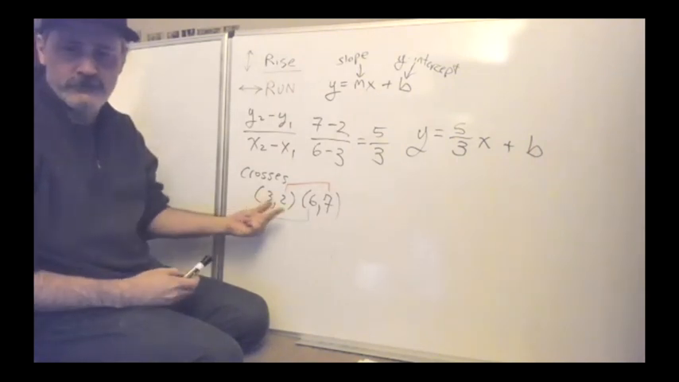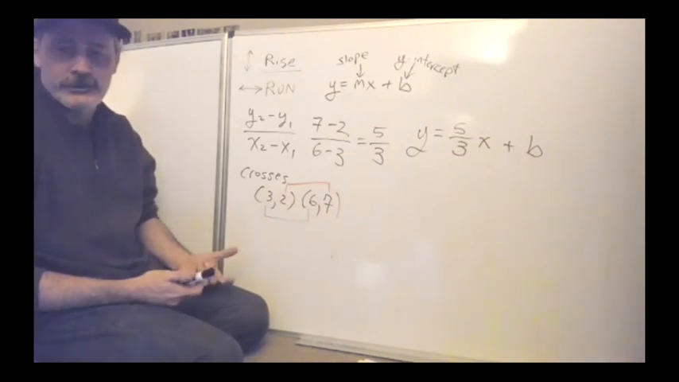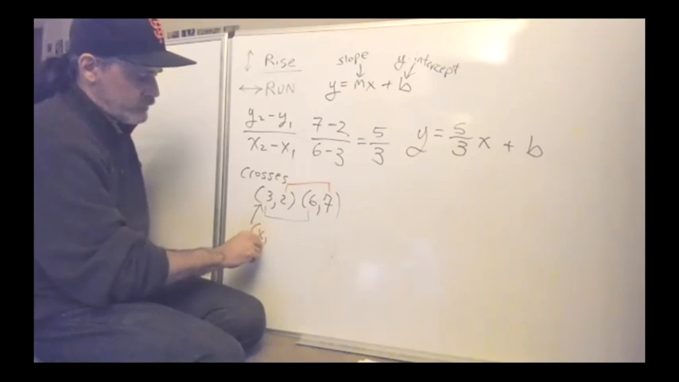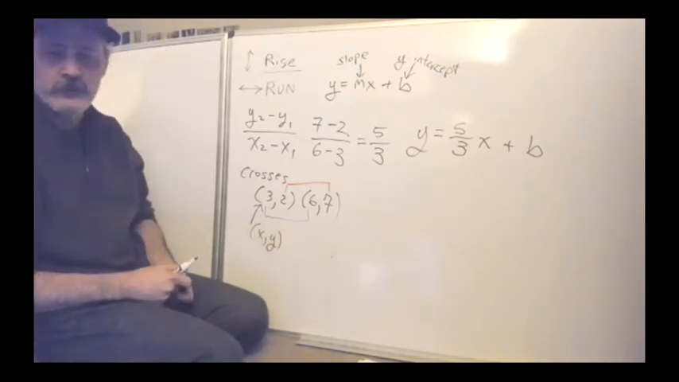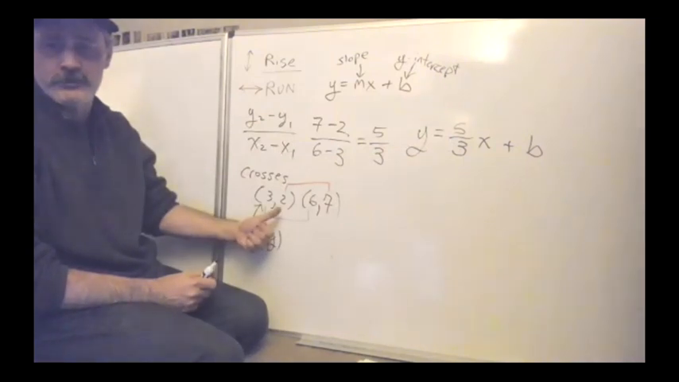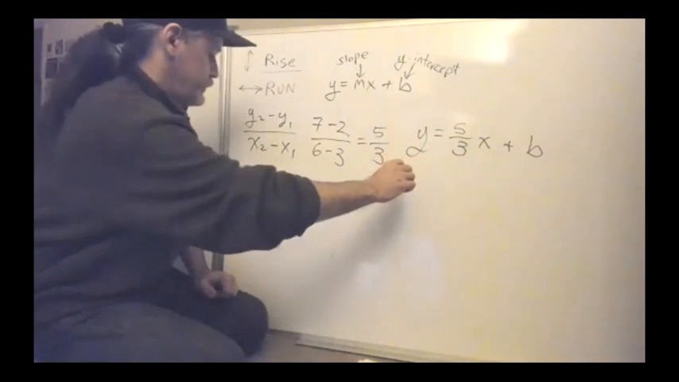Okay, now we have 2 choices to pick for XY this time. So if you get a choice, pick the smaller numbers. I'm going to pick this one, because 3 and 2 is smaller. And now we just replace the Y and the X with the 2 for Y, the 3 for X, and then solve the equation for B.